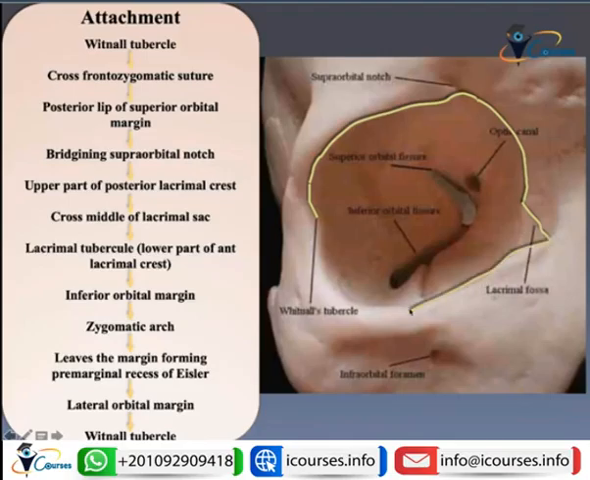Then it passes into the inferior orbital margin and the zygomatic arch. Then it will leave the orbital margin for a specific area called the premarginal recess of Eisler. The premarginal recess of Eisler is present at the zygomatic bone. It is just an extension of the attachment of the orbital septum away from the orbital margin. After this, it returns again to the lateral orbital margin and reaches the Whitnall tubercle again.